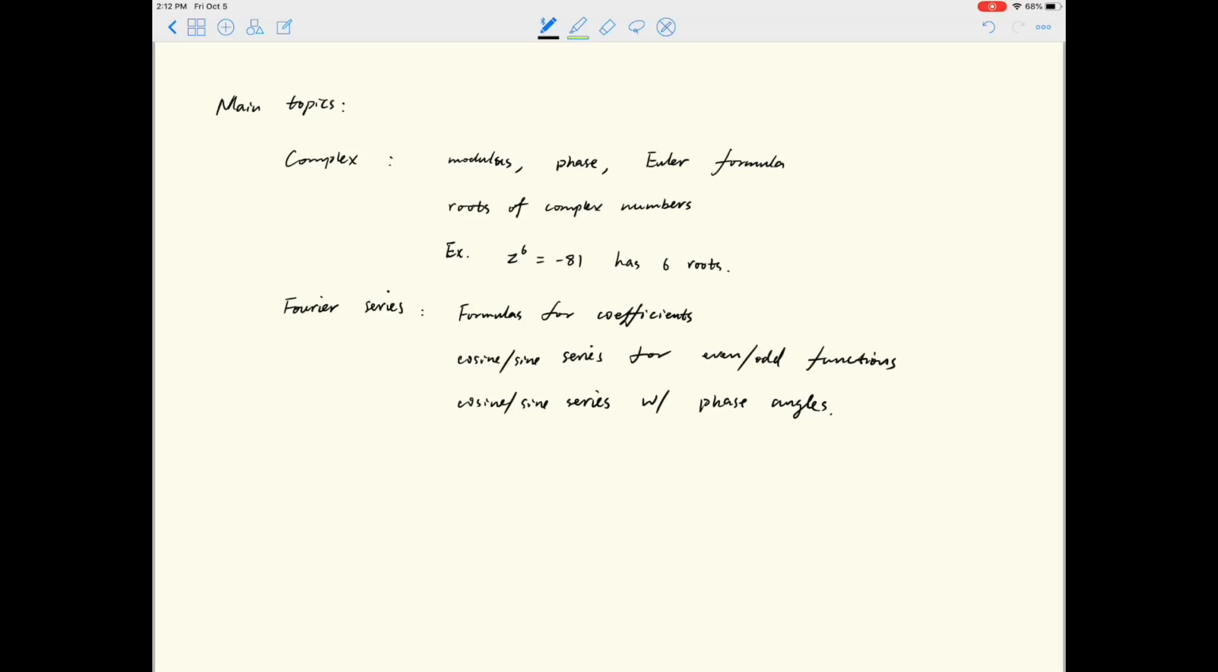So how to find, given a regular Fourier series, how do you rewrite it into a cosine or sine series, but with a phase angle? And we also did complex series, complex Fourier series. And we have also properties of Fourier series, like the Parseval equality.